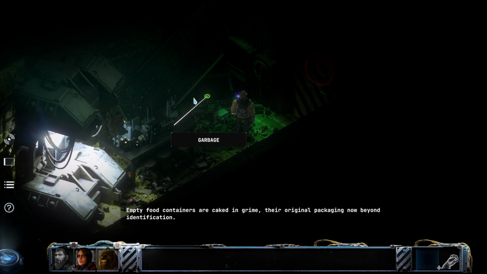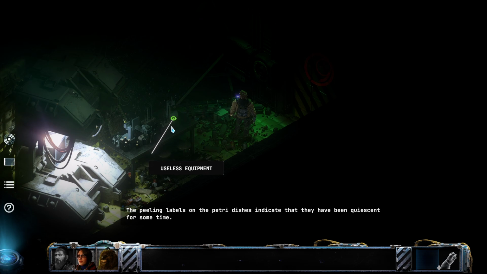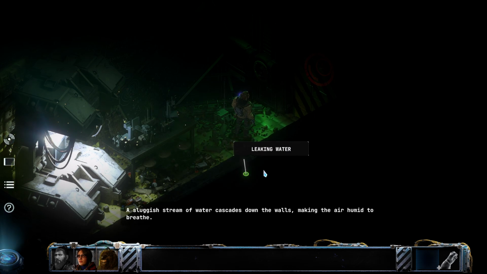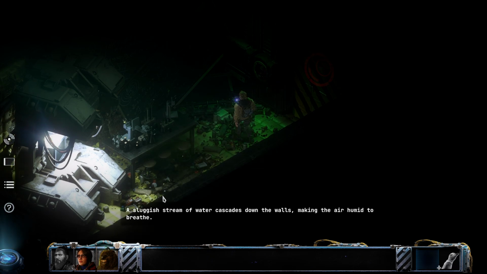Empty food containers are caked in grime, their original packaging now beyond identification. And the peeling labels on the petri dishes here indicate that they have been quiescent for quite some time. The putrefying smell of decomposition pervades the makeshift laboratory, and a sluggish stream of water cascades down the walls, making the air humid to breathe.